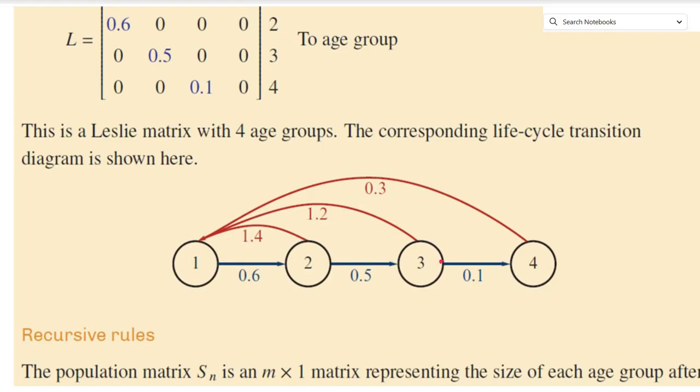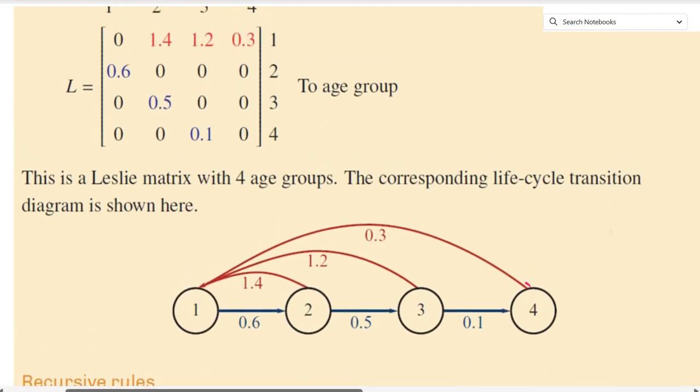And now you only have a 10% chance of surviving and making it to stage 4 of your life. At this stage, you're still giving birth, but only 0.3. And all the births, because they are born young, go to stage 1 and repeat this cycle. So this is like a cycle of life in a way.